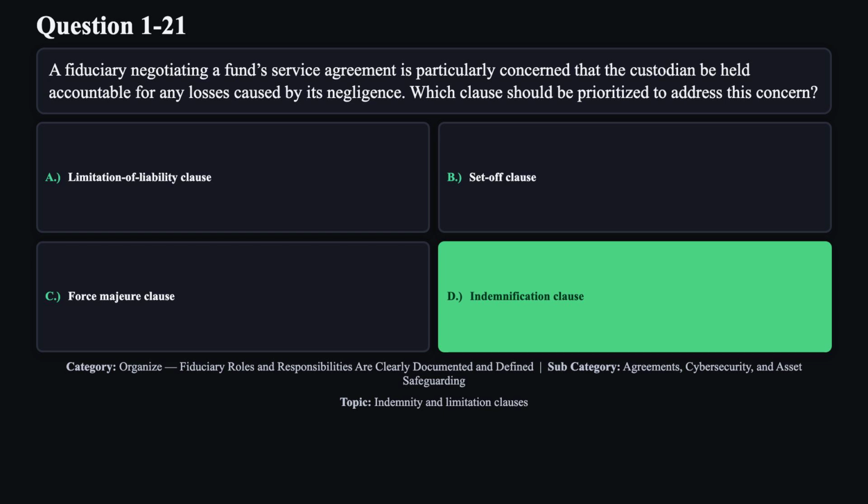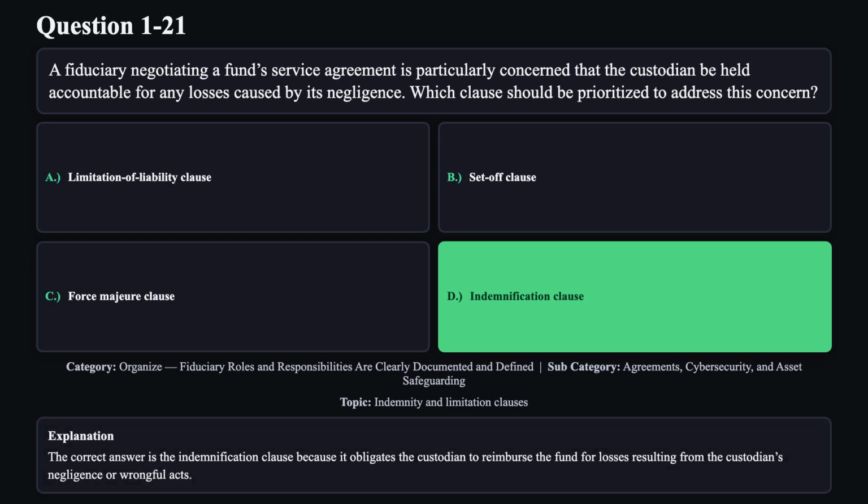The correct answer is D. The correct answer is the indemnification clause because it obligates the custodian to reimburse the fund for losses resulting from the custodian's negligence or wrongful acts.